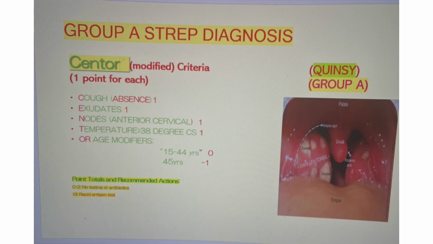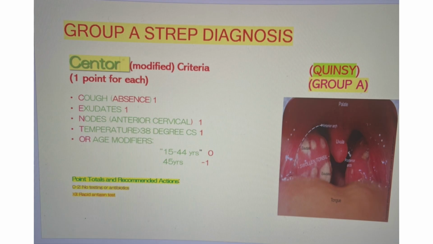This is a picture of Quinsy or peritonsillar abscess, but that is unilateral. In strep throat it will be bilateral, and you can see that in Quinsy the left tonsil is pressing the uvula towards the contralateral side. Then nodes: anterior cervical nodes you can palpate, and there will be tenderness. We give 1 point. Temperature greater than 38 degrees Celsius is 1 point, while with virus there will be no temperature and the patient is afebrile. And then age modifiers, pay attention to it.